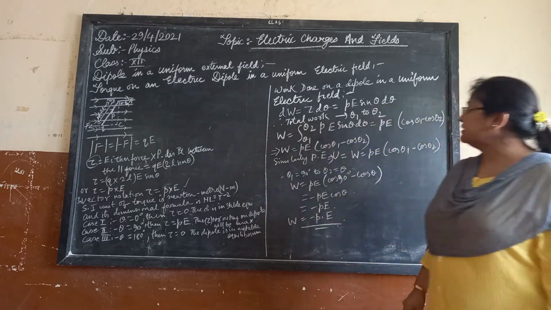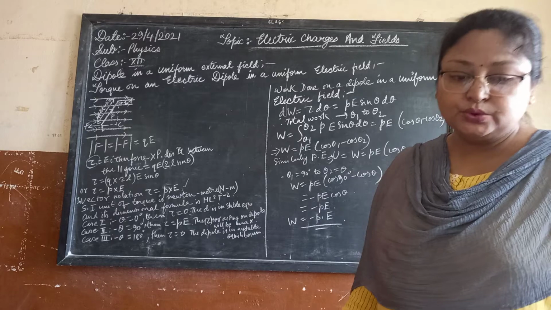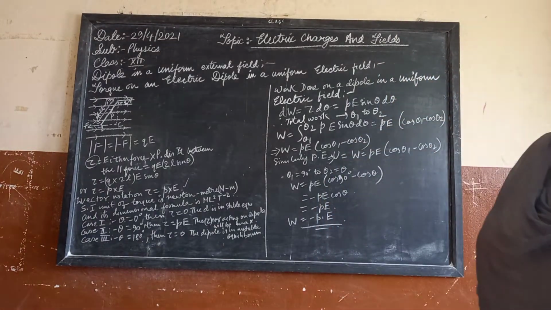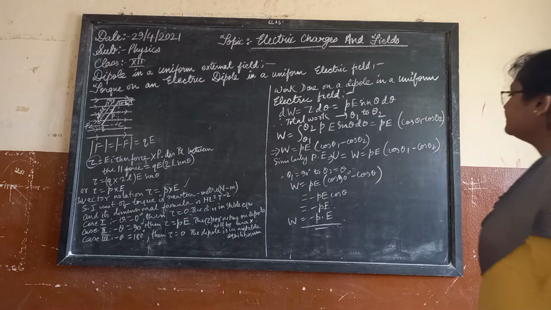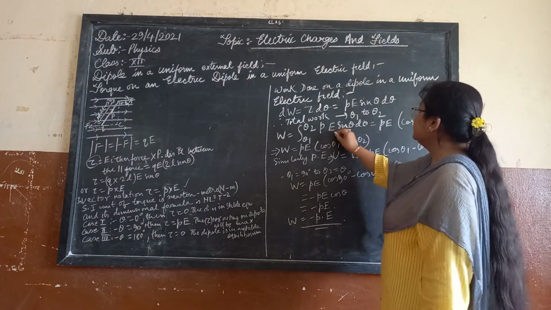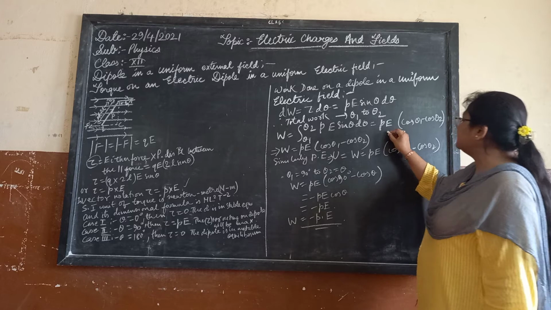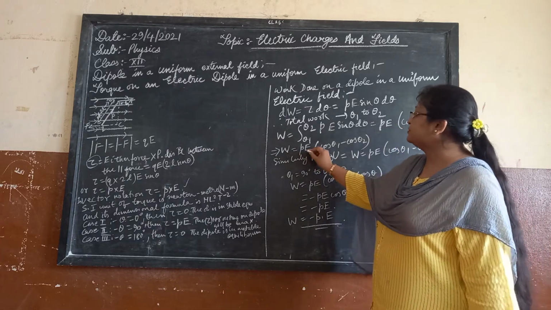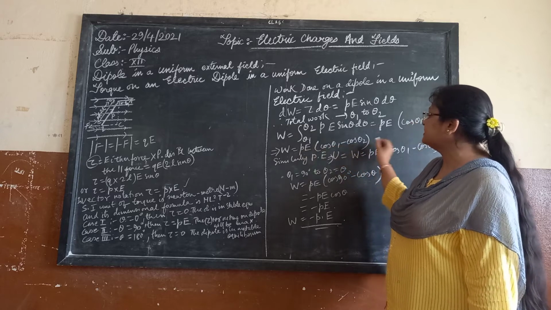So the total work done in rotating from theta 1 to theta 2, that is, the work done on the dipole in orientation theta 1 to theta 2, will be given by W equals the integral from theta 1 to theta 2 of PE sin theta d theta, which equals PE (cos theta 1 minus cos theta 2). So W equals PE (cos theta 1 minus cos theta 2).